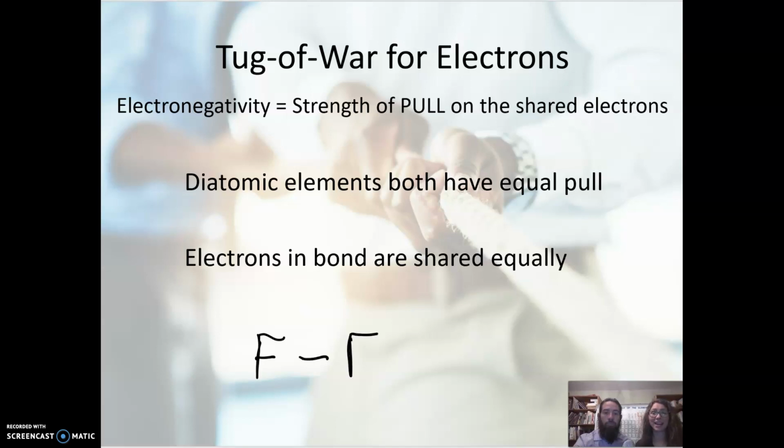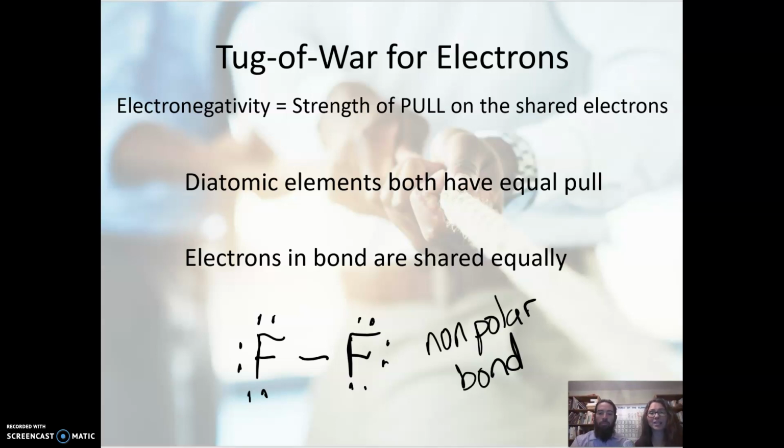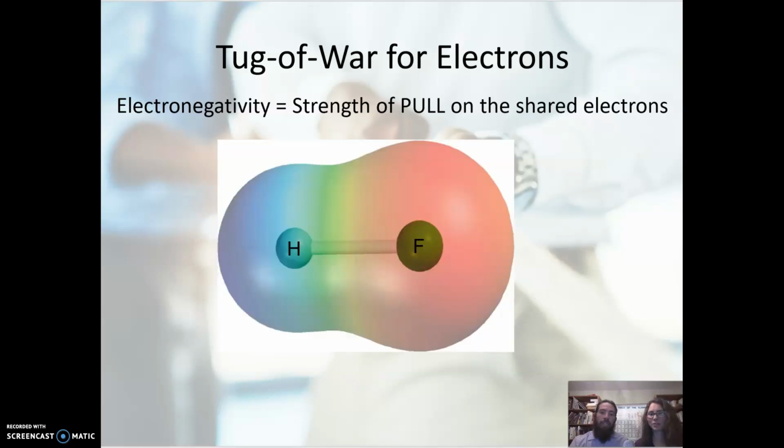So if you picture a diatomic element like this, we have fluorine. They are the same atom, so they have the same electronegativity, the same strength pulling on that bond. So the electrons are equally shared. We call this a nonpolar bond because the electron density, which is negative, is equidistant and equally shared between these two atoms. Now, if they're not the same atom, then there's slightly different electronegativity, and we would create what's called a polar bond. So we're going to picture that in this.